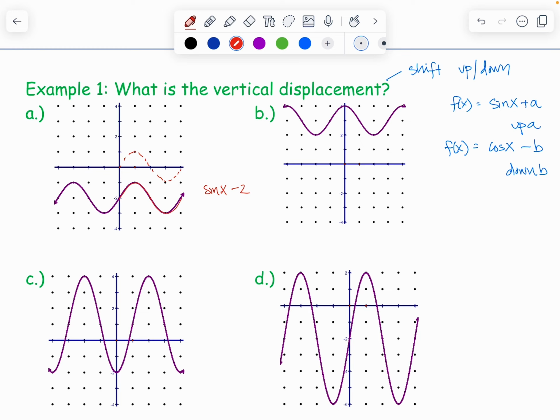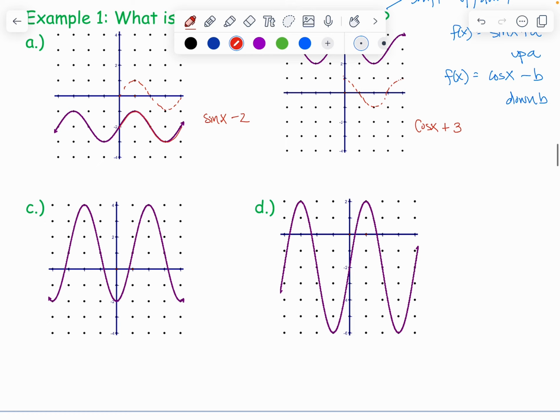Okay, in B, what I'm looking at now appears to be a cosine function, but I'll just sketch the parent function of cosine just to make sure. In fact, that's exactly what it is, and it's been moved up 1, 2, 3 units. So I am looking at the cosine function, cosine x plus 3.